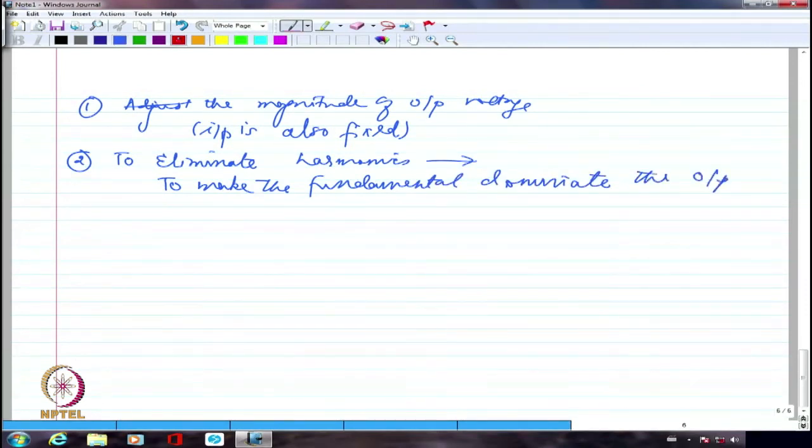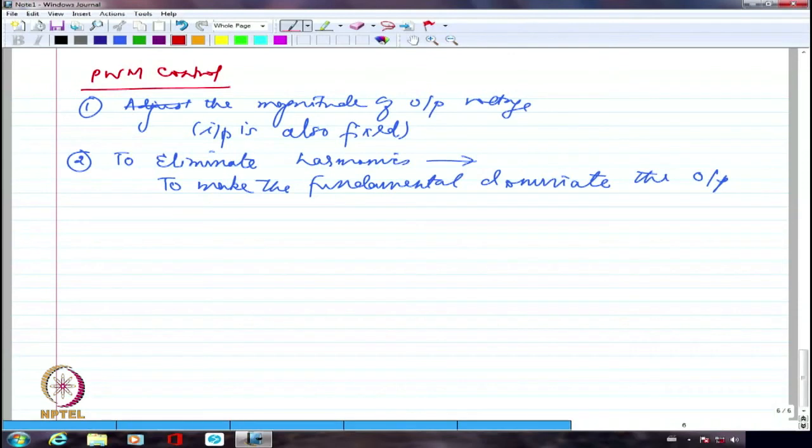These are the major purposes of PWM control. So pulse width modulation control is generally employed in voltage source inverters to fulfill these two requirements basically, which are mainly meant for motor drives, because motor drives are the ones which are probably going to require variable value of voltage and variable value of frequency, as well as elimination of harmonics.